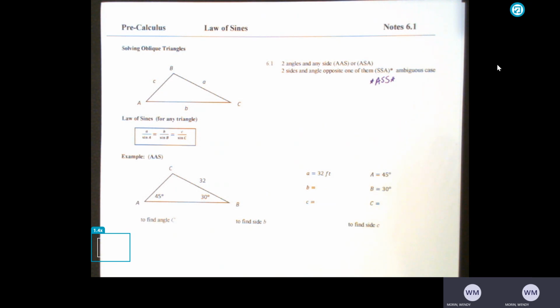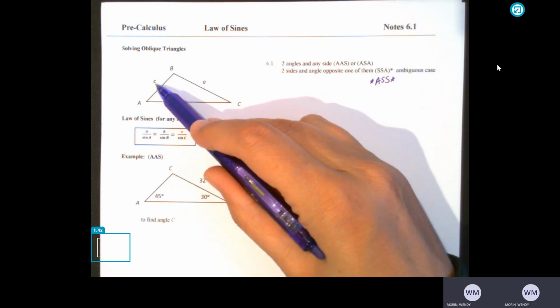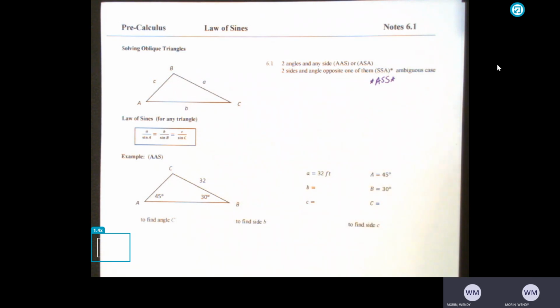Again, we're talking about non-right triangles. Triangles that do not have a 90-degree angle. So angle C is always across from side C, angle A across from side A, angle B across from side B. Doesn't matter where you put them, just as long as the letters correspond.